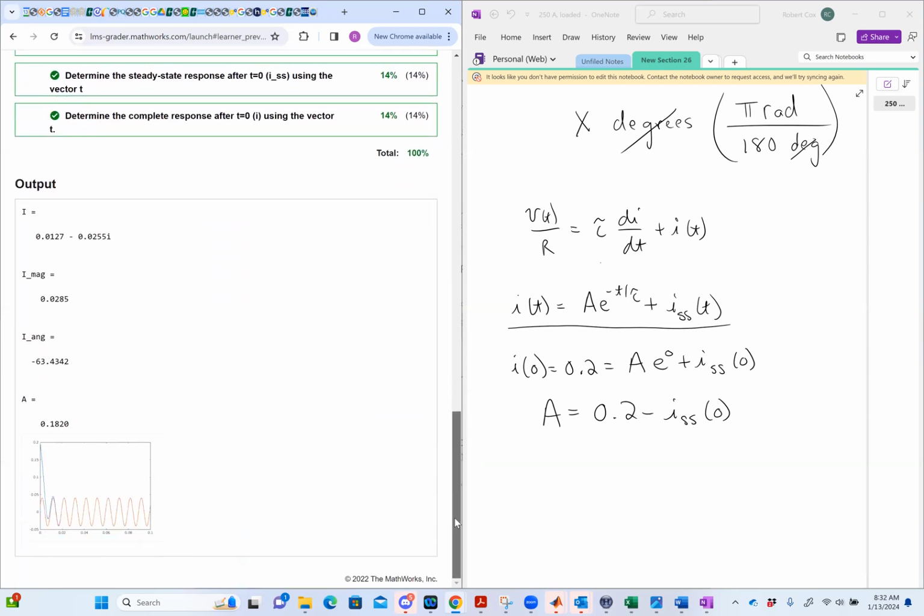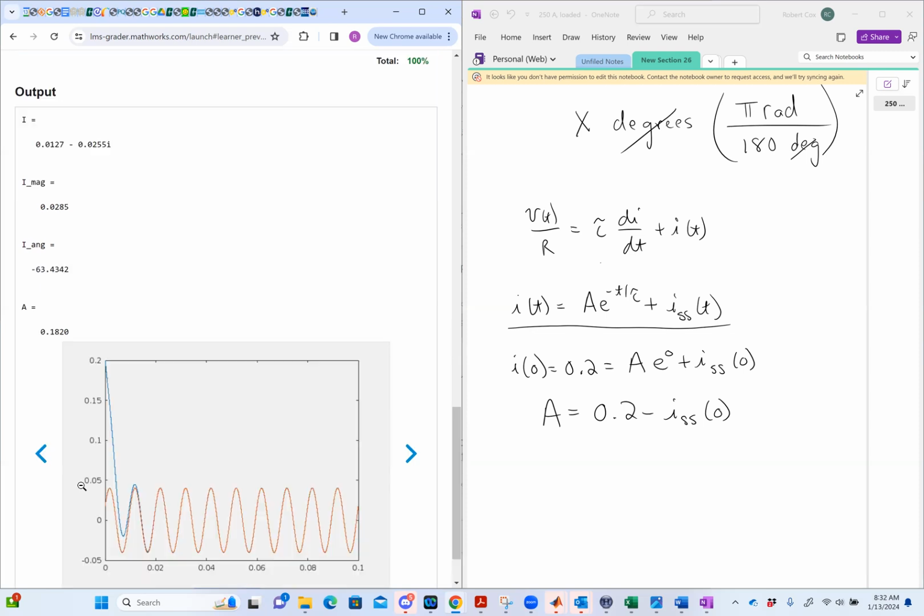All right, down here in the output section, it's got stuff I didn't put the comments after. And then it's got basically the same thing that we saw in class. So the blue is the total current. The orange there is the steady state. I can see that the blue starts up at 0.2. It's exactly what it should do, right? Because the initial value was 0.2.